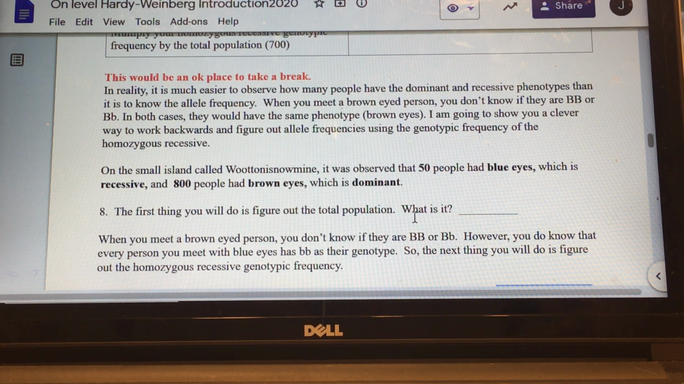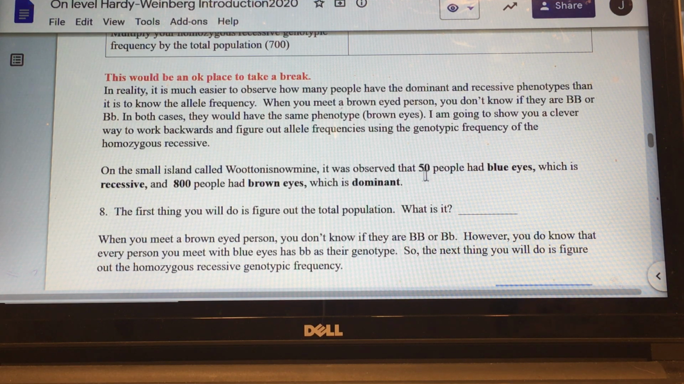And number 8 says the first thing to do is to figure out the total population. So you add these two numbers together and that's your total population. Now, those 50 people that have blue eyes have the genotype little b, little b. Those 800 people who have brown eyes, well, some of them are going to be big B, big B, and some of them are going to be big B, little b, and we can figure out how many would be big B, big B, and how many would be big B, little b by doing our Punnett square.